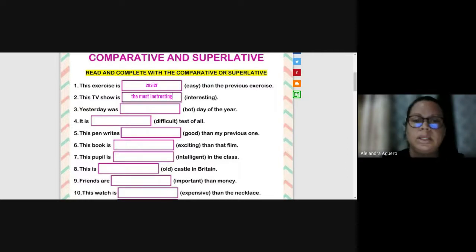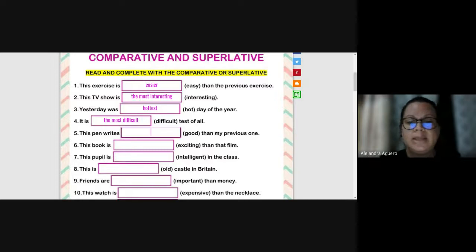We say the most interesting because we only have one object. We don't have two, like this exercise and the previous exercise. Yesterday was the hottest day of the year. We are talking about the most outstanding. Hot. Consonant, vowel, and consonant. We double the last letter. It is the most difficult test of all. We are talking about the most difficult test. It is the most difficult.